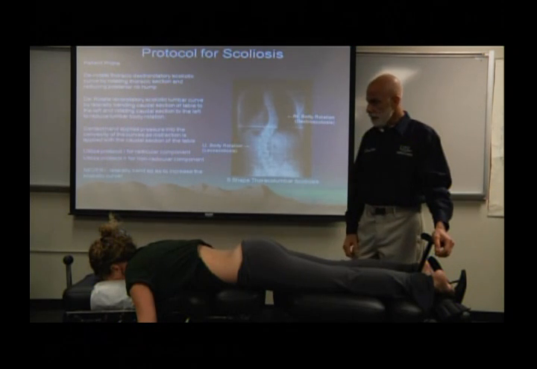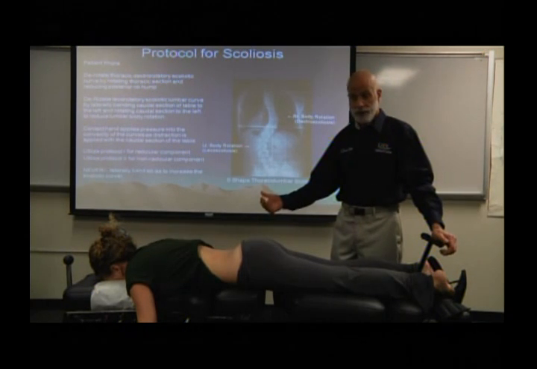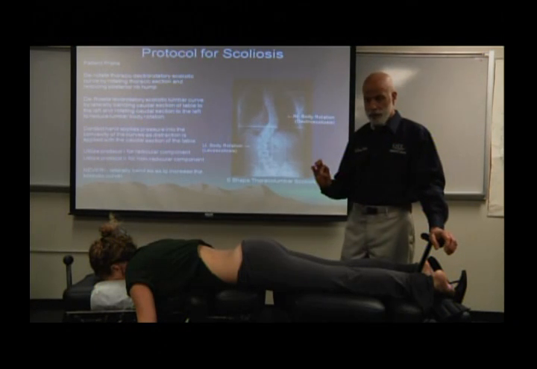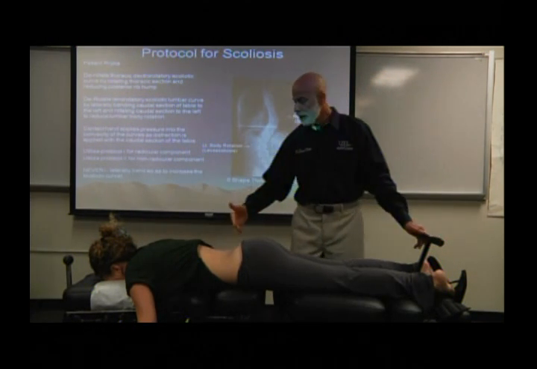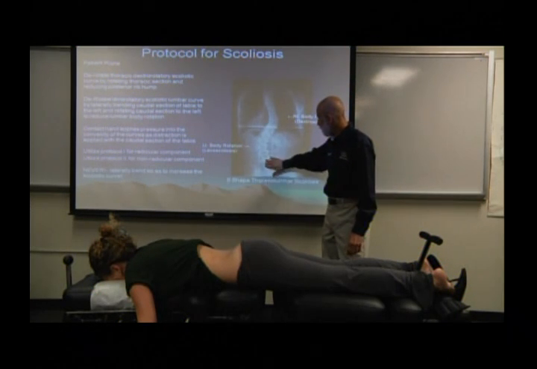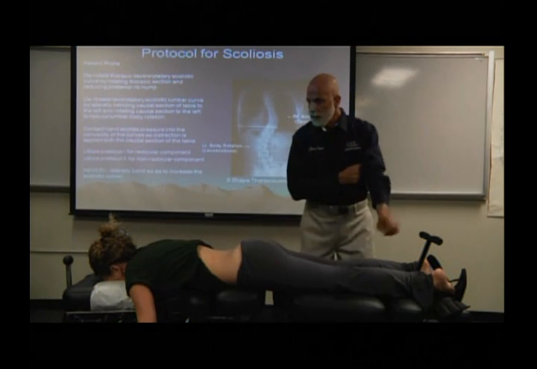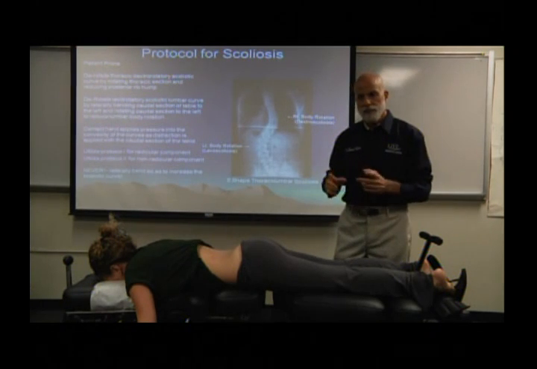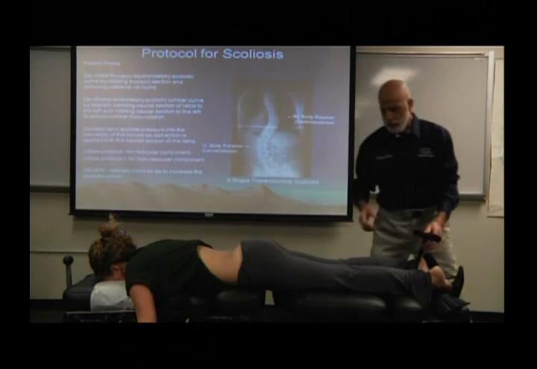So we want to see if we can do something to stabilize it, keep it from progressing, maybe even reverse it. So in a case like this, we're going to do protocol 2, but we're going to do it more on a global basis. We're not just going to pick a particular segment. We're actually going to distract, in this case, L5 all the way to T11. And we're also going to follow that same principle that we just discussed. We're not going to do lateral flexion or circumduction into the concavity.